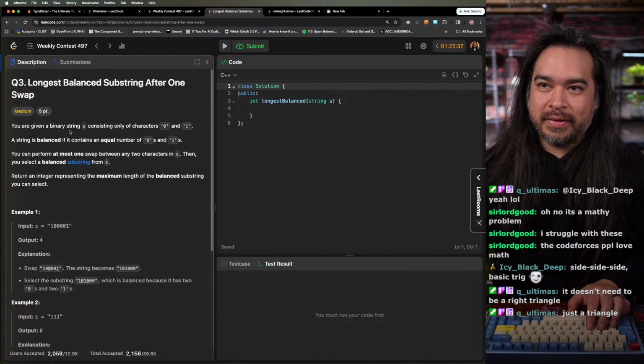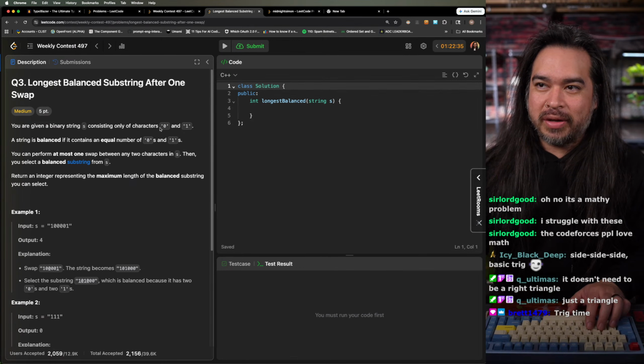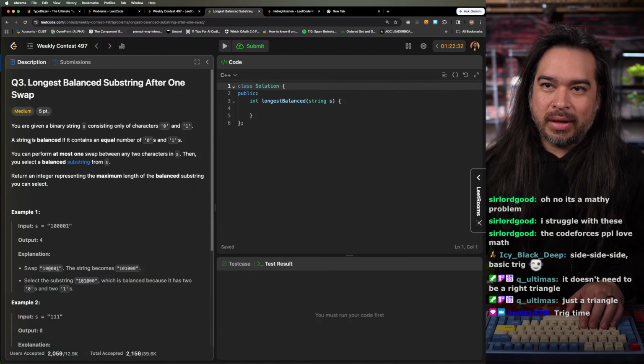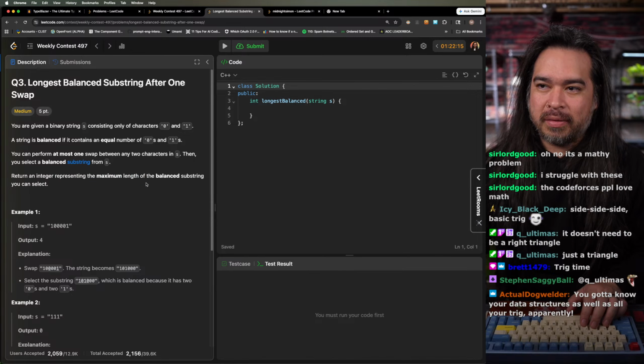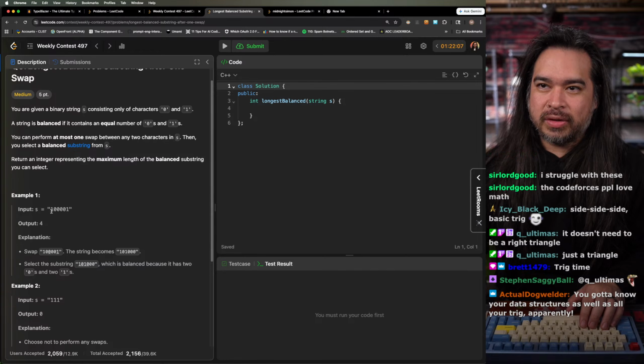You are given a binary string S consisting only of characters 0 and 1. A string is balanced if it contains an equal number of zeros and ones. You can perform at most one swap between any 2 characters in S. Then you select a balanced substring from S. Return an integer representing the maximum length of the balanced substring you can select. You can swap one character between any 2 characters.